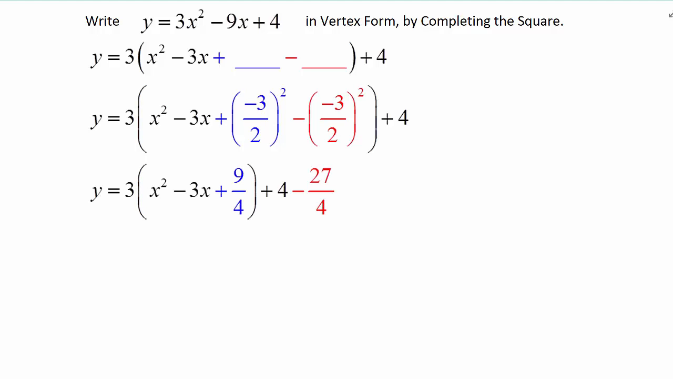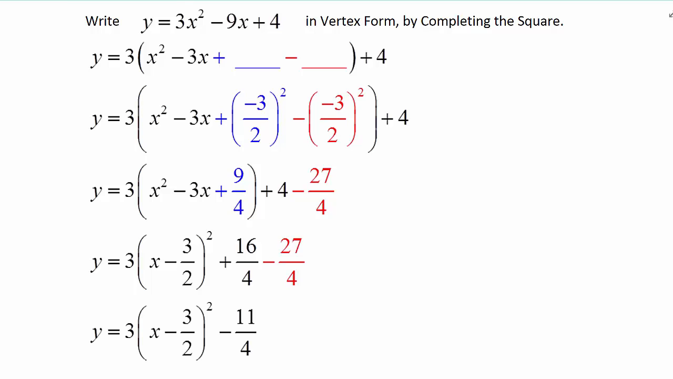And when I multiply the negative term, negative 9 over 4 times 3, that gives me negative 27 over 4, which I can take outside of the brackets like this. Now that completing the square is done, we need to factor, and we need to simplify the terms outside the brackets. This factors as x minus 3 over 2 all squared, and 16 over 4 minus 27 over 4 simply becomes negative 11 over 4.